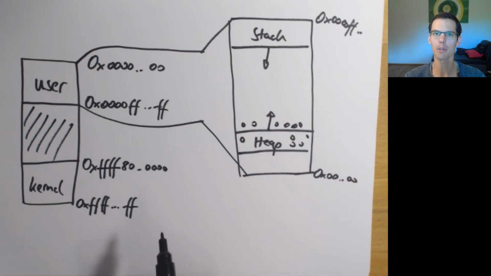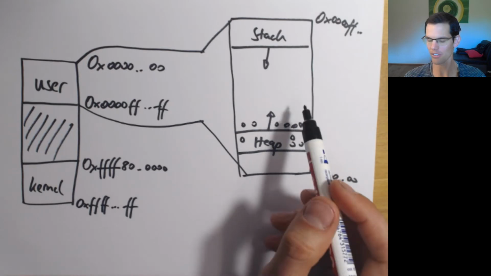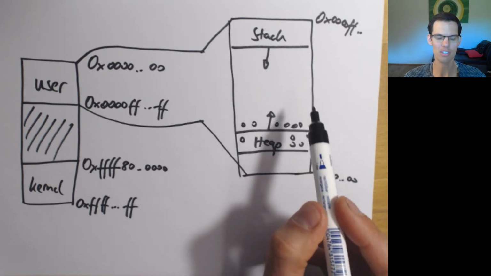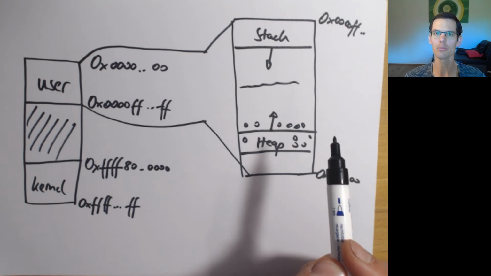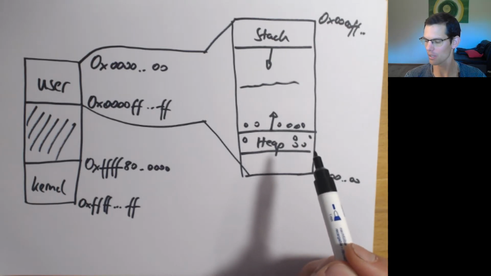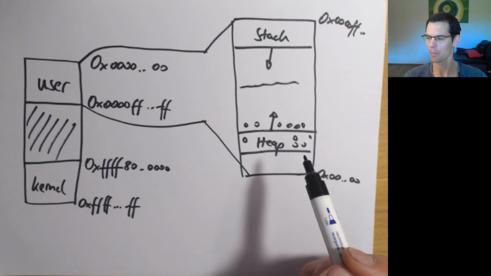And back then in the days where we had 32-bit systems, there was actually a good chance that the heap and the stack at some point would collide somewhere here in the middle. But now, since we have a huge 64-bit address space, chances of doing so are actually quite low.